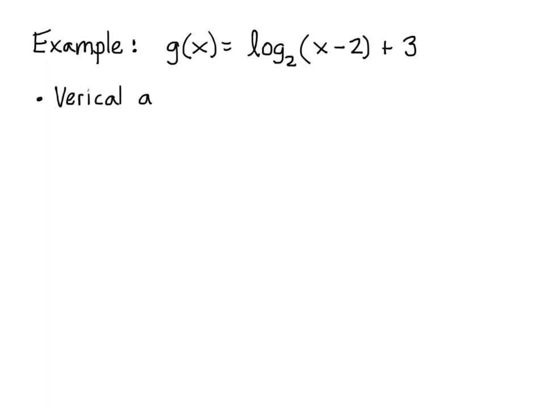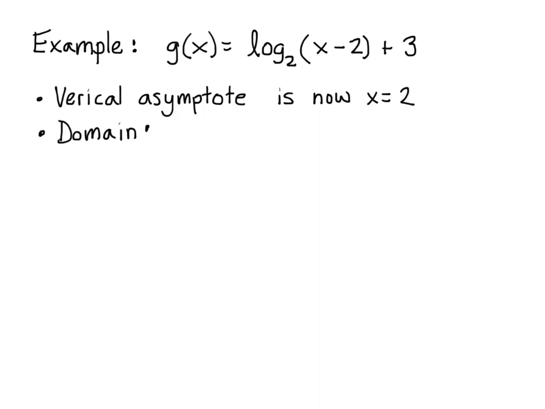So what we want to do to look at this is to say, okay, the vertical asymptote, where is that? Right now it's going to be at x equals 2. And how do we know that? We set the expression that's inside the parentheses to 0 and we solve for it. The domain of this is going to be x minus 2 has to be positive, remember? So we set x minus 2 as positive and solve for x, and we have x is greater than 2.